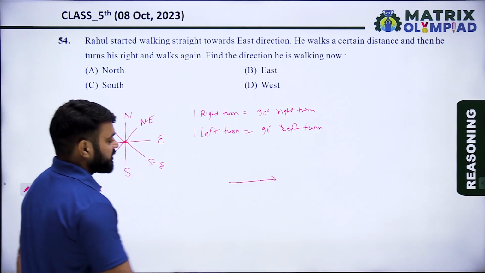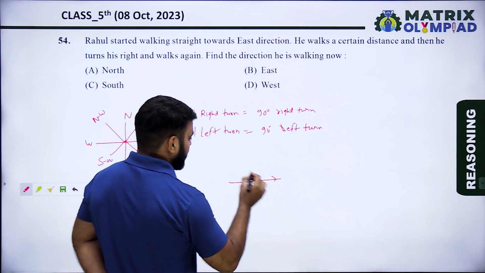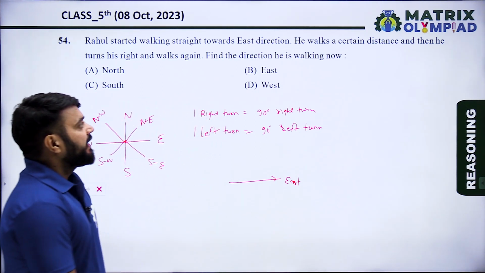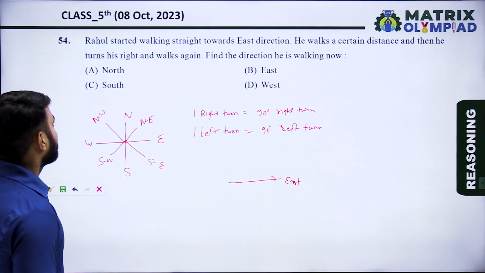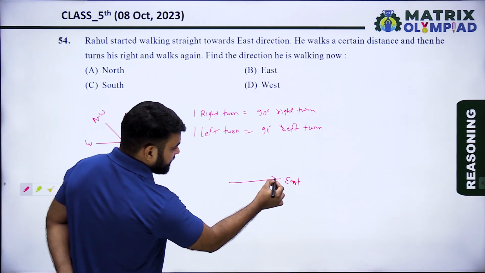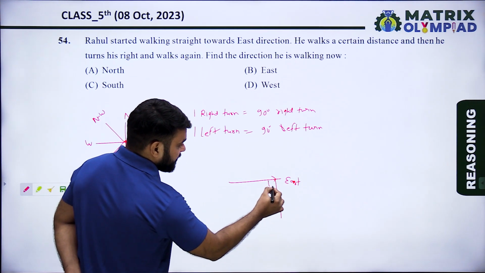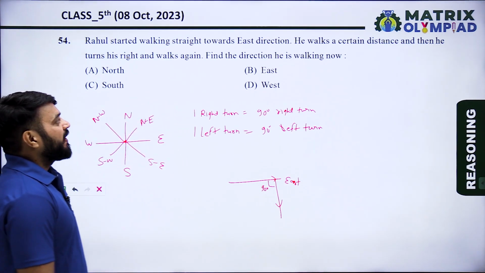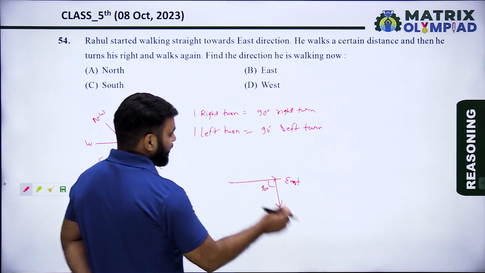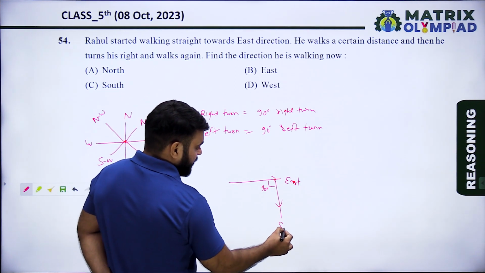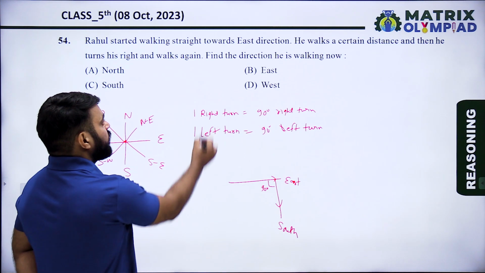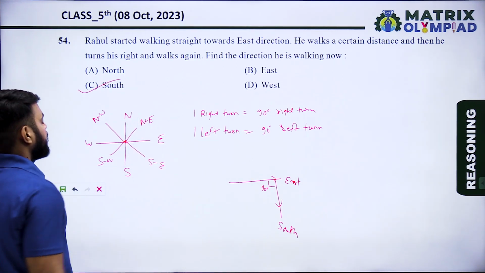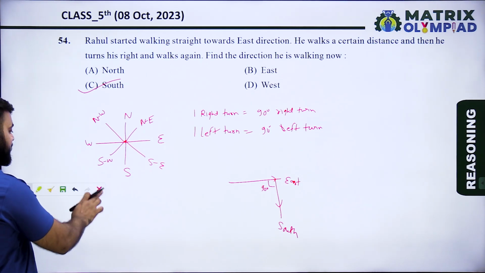So he starts walking in the east direction. He walks a certain distance and then he turns right. He turns right, it means a 90-degree right turn. And walks again. Find the direction he is walking. So finally he is walking in the south direction. So the final walking direction is south. Option C is the correct answer.